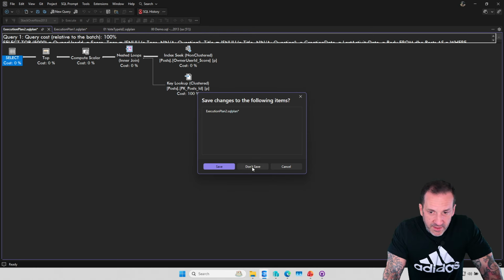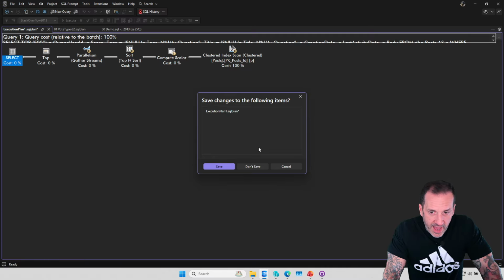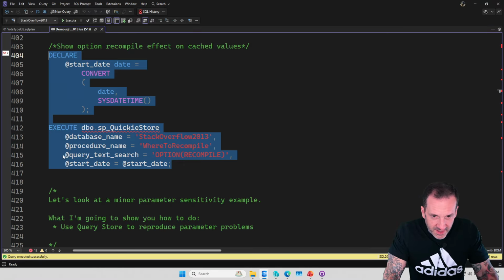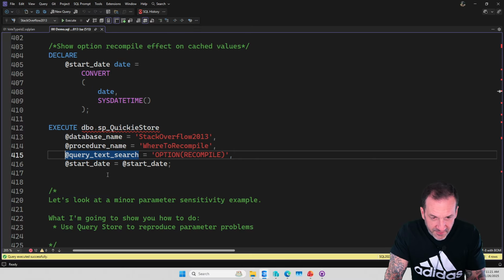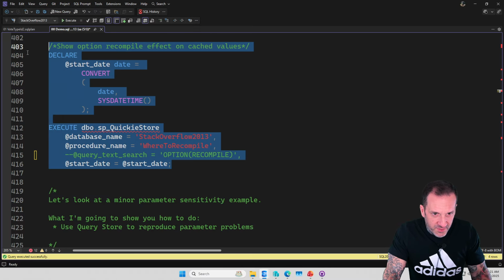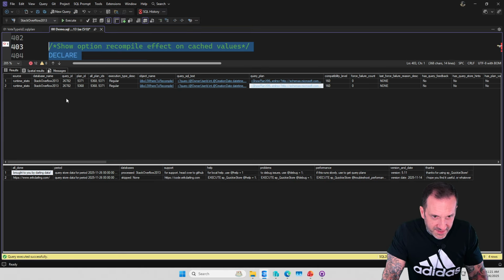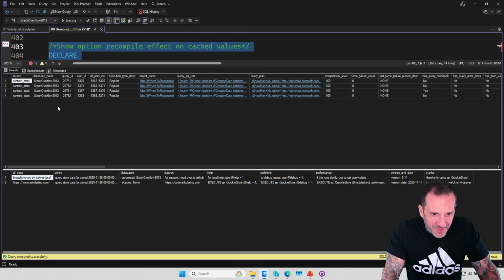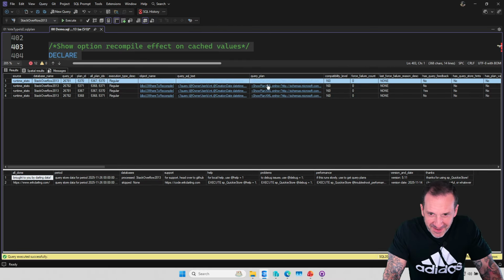If we get rid of these and we look at this without the recompile hint, and I know I'm going to regret doing this, because I'm going to have four of these and I'm going to have to figure out which ones are which. So what I should do is go look at the query IDs. So that's 26782. All right, so let's get rid of this. So avoid 26782. We want 26781.